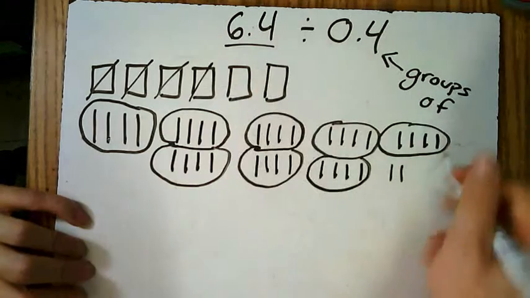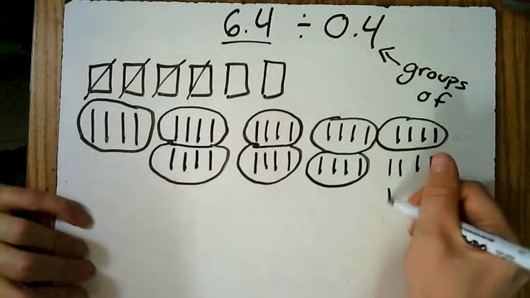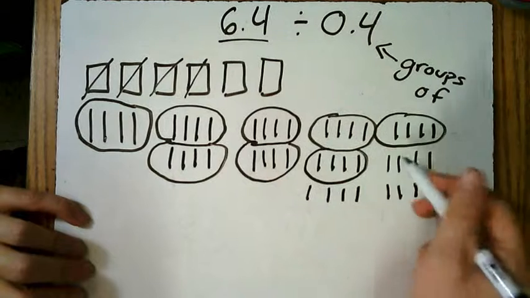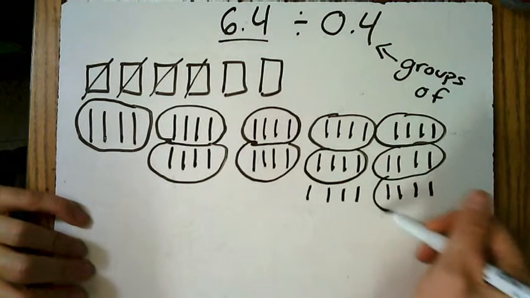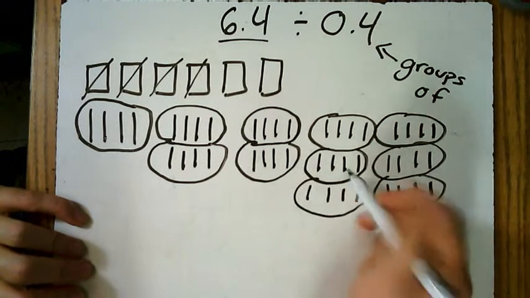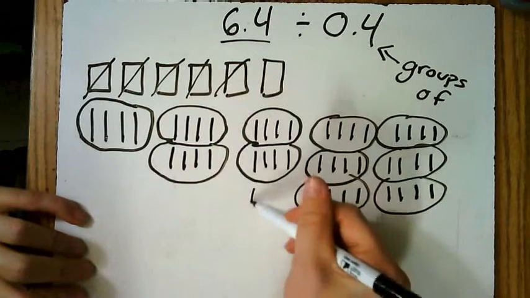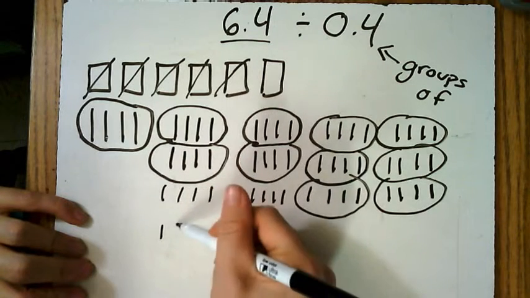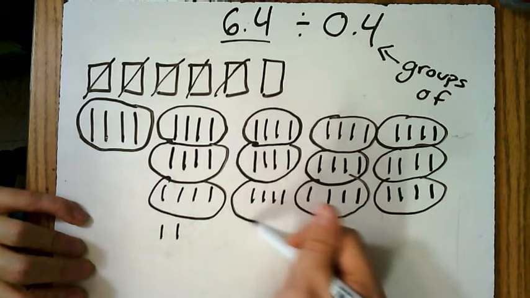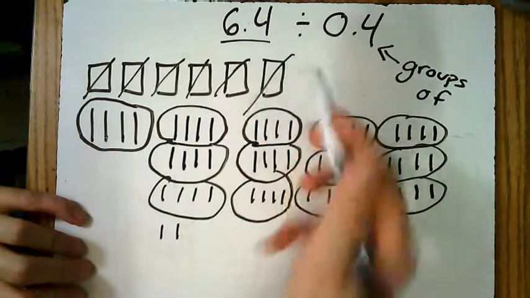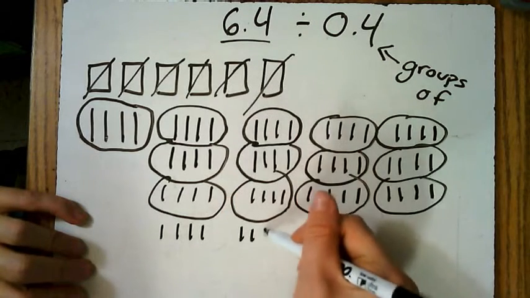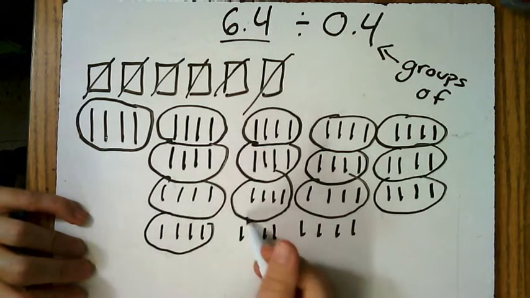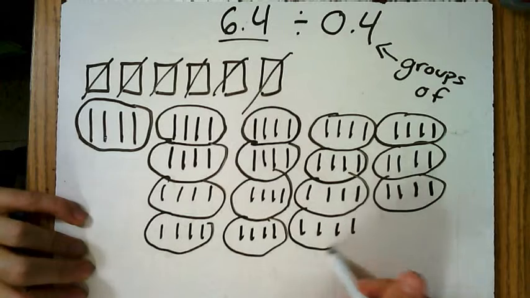Let's split up my next one. 1, 2, 3, 4, 5, 6, 7, 8, 9, 10. More groups of 4/10. 2 more wholes to split apart. 1, 2, 3, 4, 5, 6, 7, 8, 9, 10. More groups of 4. And my last one. 1, 2, 3, 4, 5, 6, 7, 8, 9, 10. Oh, I love it when we come out even.